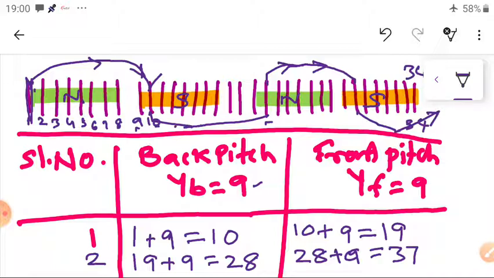Where is a 37 then? So here, 34 minus 37. So I am going to get the third conductor. 28 plus 9 is equal to 37. There is no 37 labeled conductor in my diagram. Hence 34 minus 37, that is a 3.